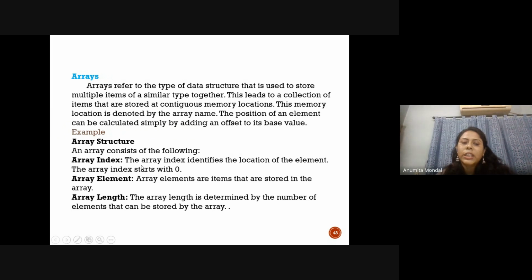An array consists of the following. First is array index. The array index identifies the location of the element. The array index starts with 0. Array elements are items that are stored in the array. And the last one is the array length. The array length is determined by the number of elements that can be stored in the array.